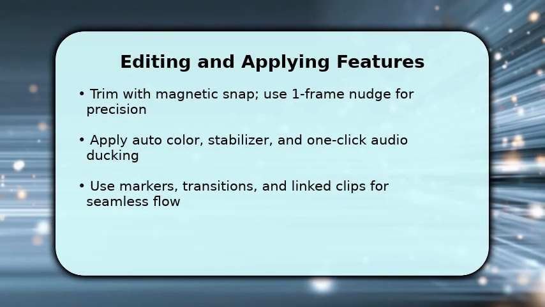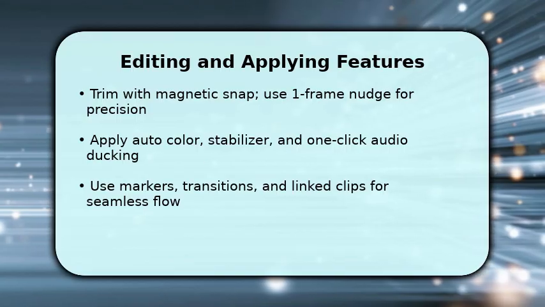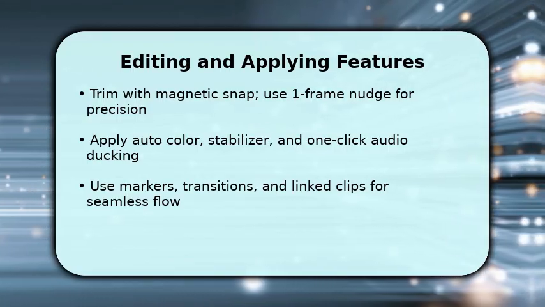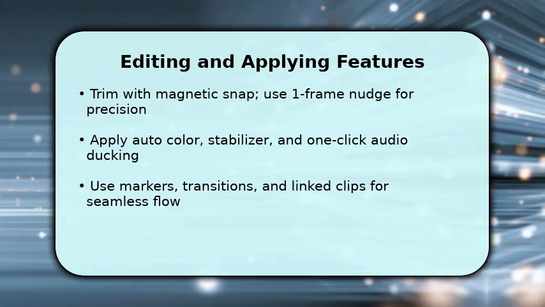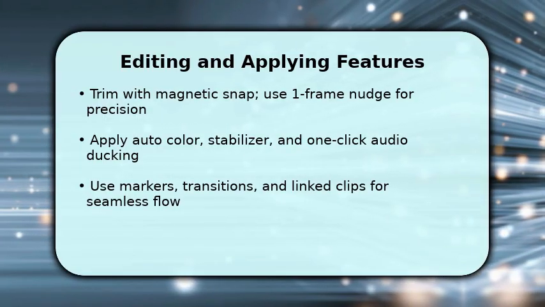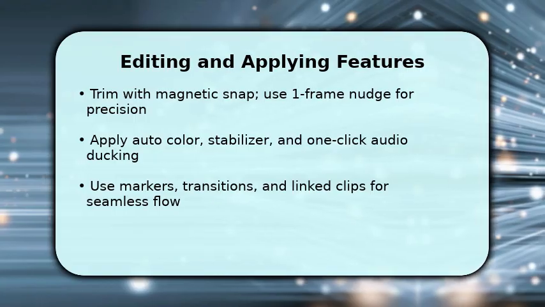You now dive into the complex middle steps where precision counts. Trim with the magnetic snap tool and use one-frame nudges to align cuts. This keeps motion consistent. Then apply auto color correction to normalize exposure and use the stabilizer only when needed, because it can crop the image.